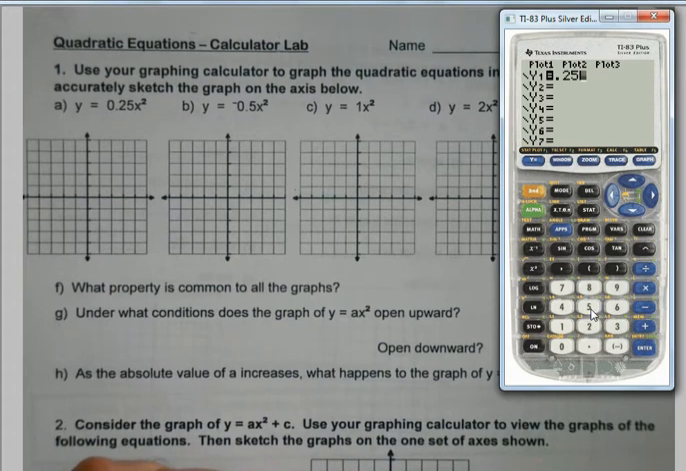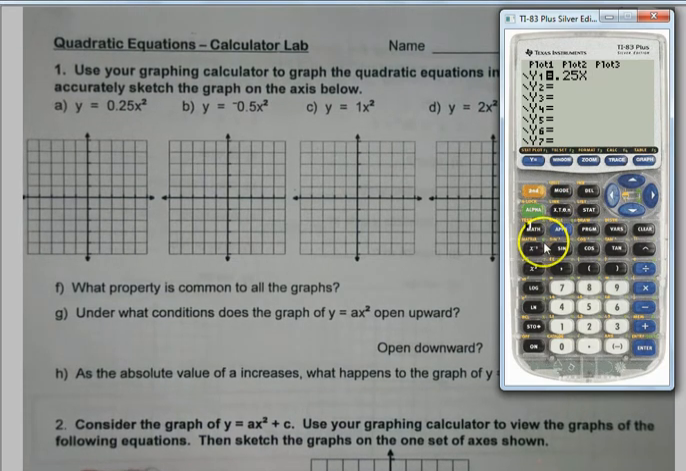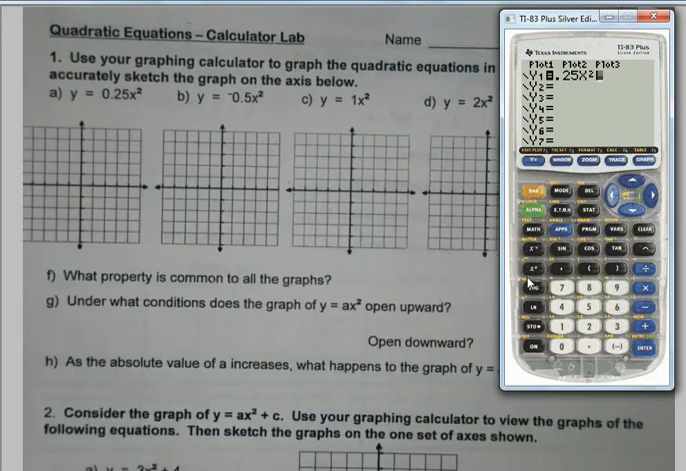see. So the 0.25, if it's been a while, this button next to alpha here, the X,T,theta,n, that's our x button. And then squared is kind of halfway down the left side here. So when I'm ready to graph, of course, I'm just going to hit graph.